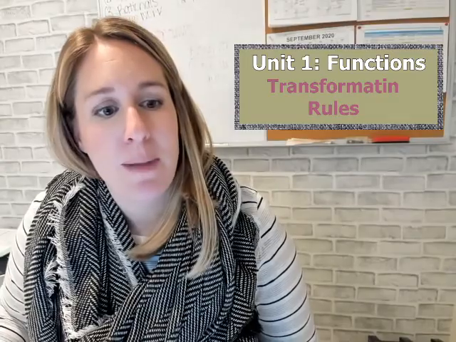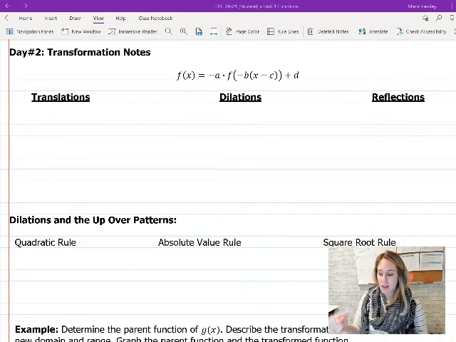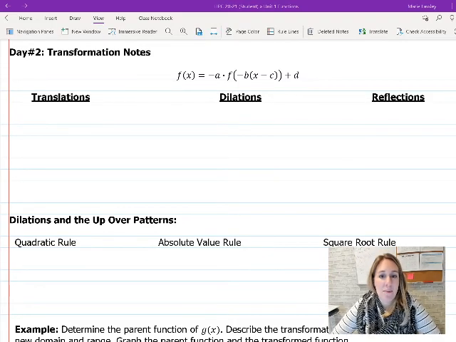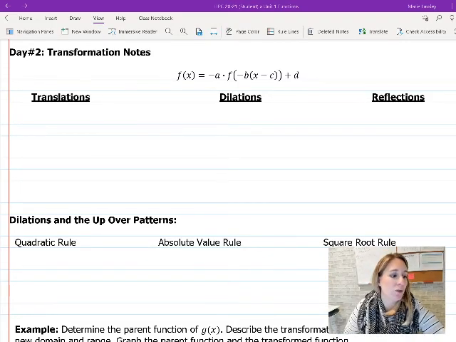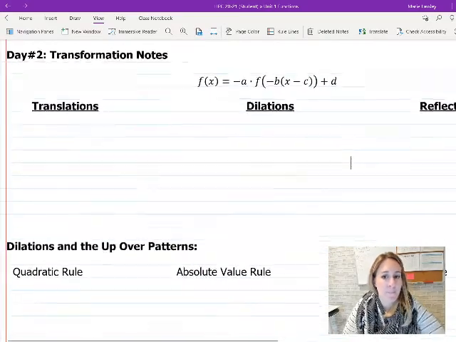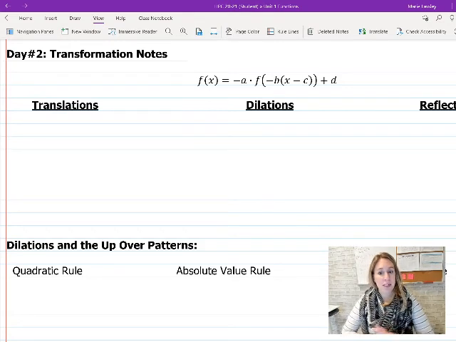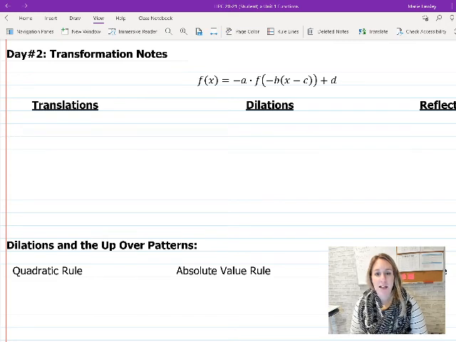transformations. Where's my button? There it is. Okay, now I can slide over. All right, so this should look pretty familiar to most of you. I will zoom in a little bit. All right, so this great, beautiful equation that I have here, f of x equals negative a times f of negative b, blah, blah, blah, whatever. This is your kind of transformation formatting.